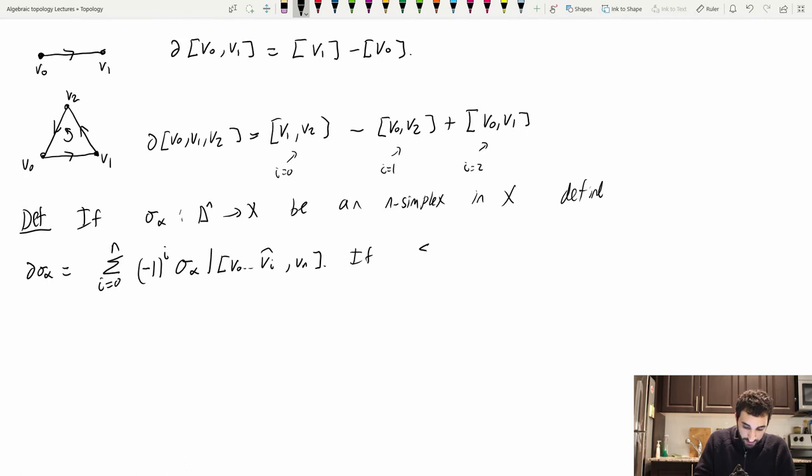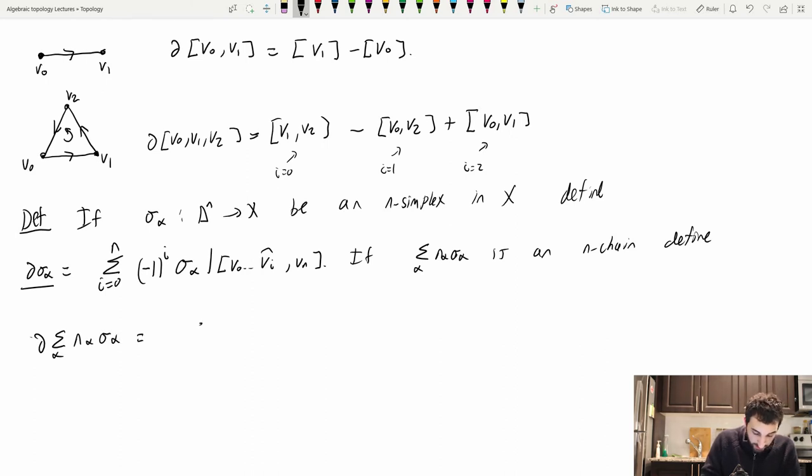And now if the summation over alpha of n alpha sigma alpha is an n-chain, then define the boundary of this n-chain. So I should get an n minus 1 chain, a sum of n minus 1 simplices. And here's how you do it. You just push this boundary map inside. So the boundary of sigma alpha is some n minus 1 chain, and so this is going to be some sum of n minus 1 chains, aka an n minus 1 chain. Great.